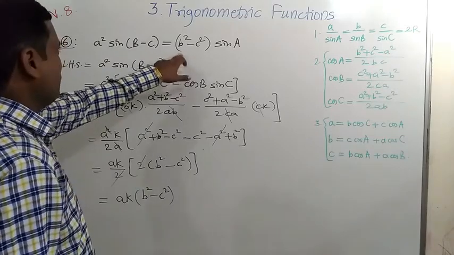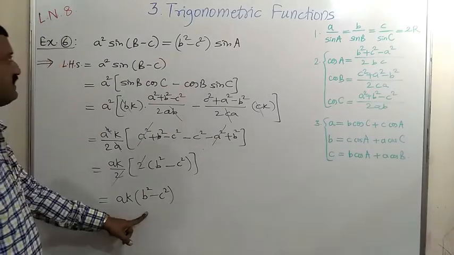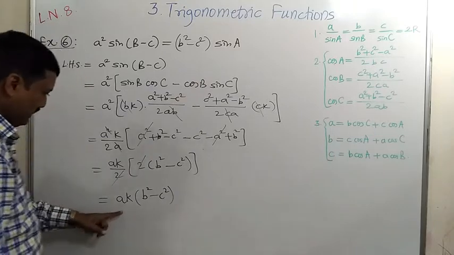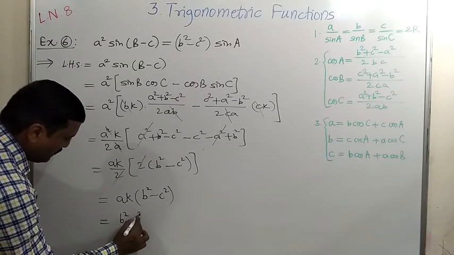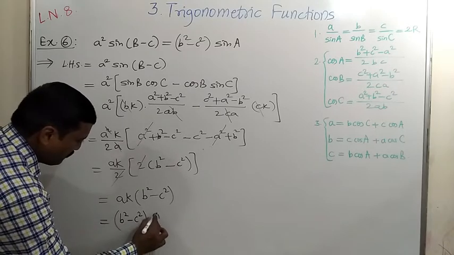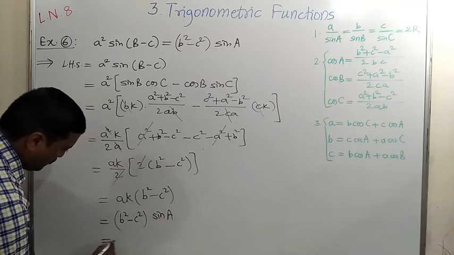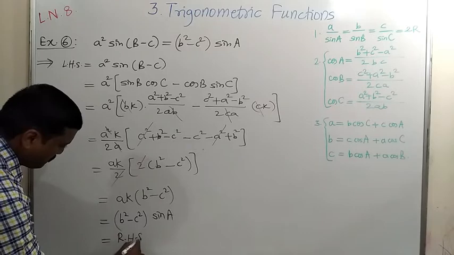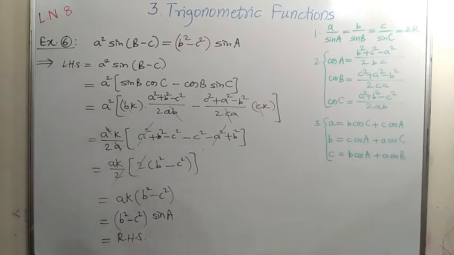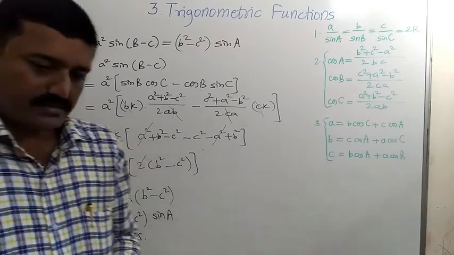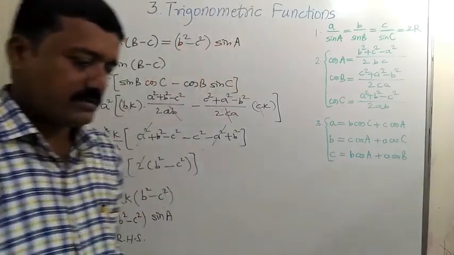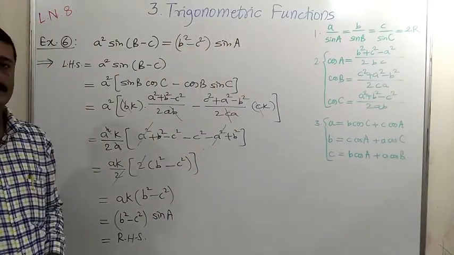Now to the RHS, here is B square minus C square that we obtain here in bracket. Now remains sin A. This AK is nothing but obviously sin A. So we get B square minus C square into sin A, that is equal to our RHS. So this one is also very simple. Let us move towards the next example number 7.